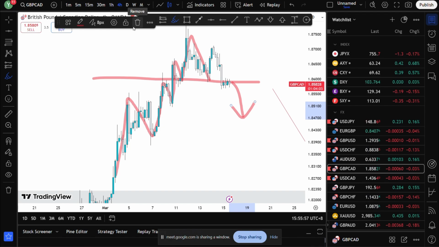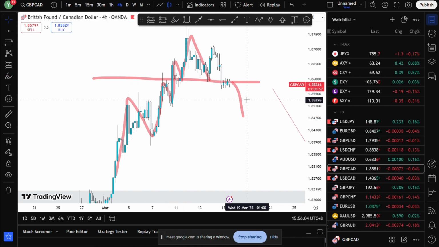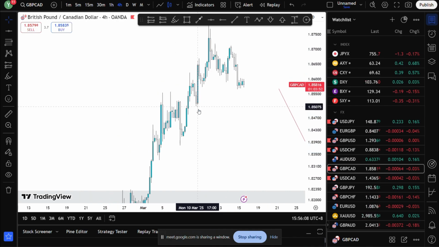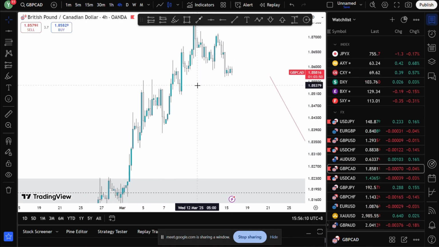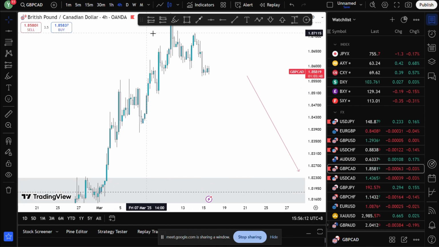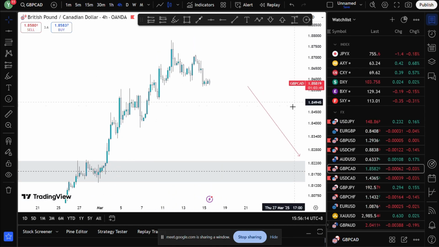I will still be looking for bullish opportunity for GBP CAD, because I am more of a swing trader, so I will focus more on buy rather than sell. So for now we will just wait and see how the price comes back down over here.